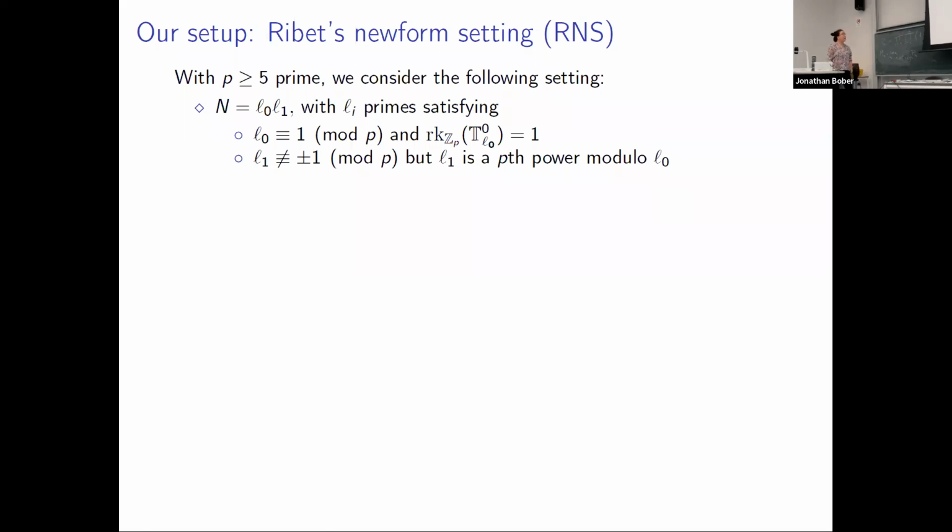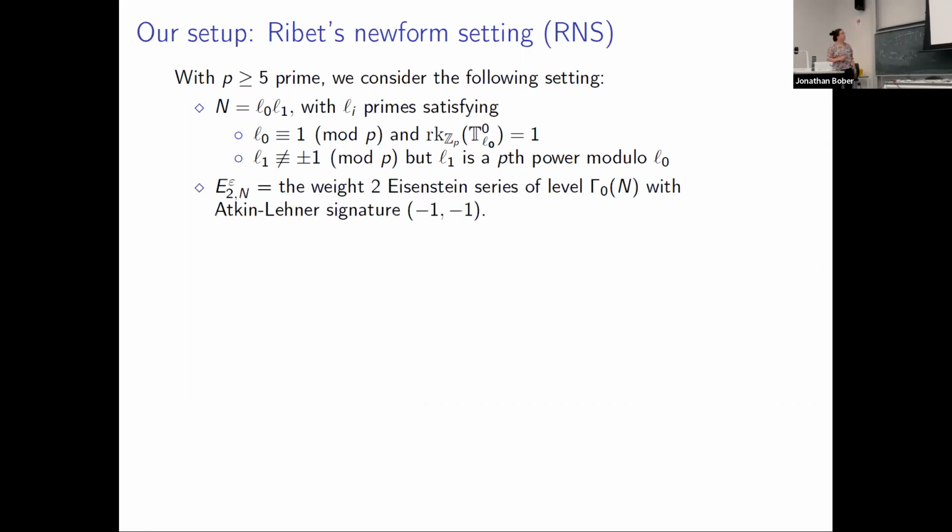And then L1 will be a prime that's not plus or minus 1 mod P, but we will assume it's a P-th power mod L0. So if you're following very carefully, you'll notice that this is the same condition that appeared in Mazur's theorem for whether or not T_ℓ − ℓ − 1 generates our Eisenstein ideal. And so in Mazur's language, we want L1 to be a bad prime, so it will not generate the Eisenstein ideal. Okay, and so one more, and we need our Eisenstein series. So when we now have 2 primes on our level, our Eisenstein space will have 3 series, and we fix 1 by choosing our eigenvalues under the Atkin-Lehner involution. So we're going to assume they're both −1, −1.